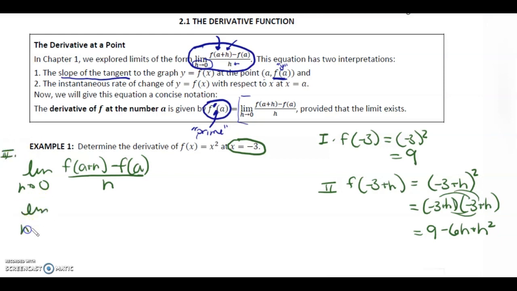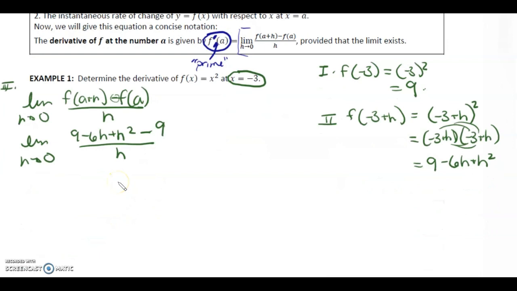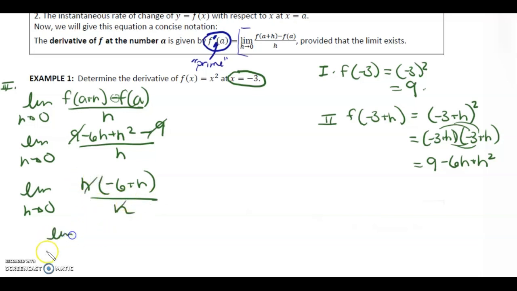We're going to find the limit as h approaches 0 of 9 minus 6h plus h squared, and then we're going to go minus this 9 value all over h. If we have 9 minus 9, those cancel out. And from what's left, we're going to factor out the h in the numerator. So the limit as h approaches 0, factor out the h, we're left with -6 plus h over h. Now, those h's cancel out, and we're left with the limit as h approaches 0 of -6 plus h.